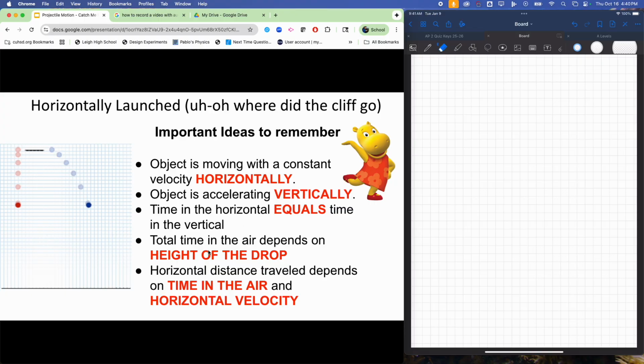The time that an object falls through the air depends on the height of the drop. And the horizontal distance traveled by that object depends on the time in the air and the horizontal velocity. So if it fell from a bigger height than this, then it would increase the time. If there were a greater horizontal velocity here, then it would have a greater displacement in the horizontal direction.